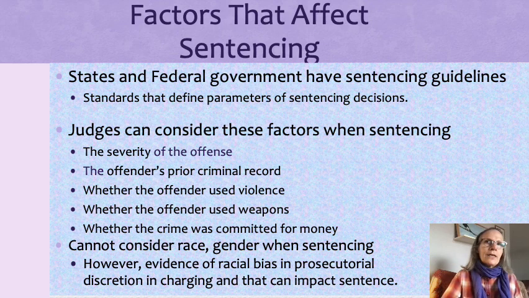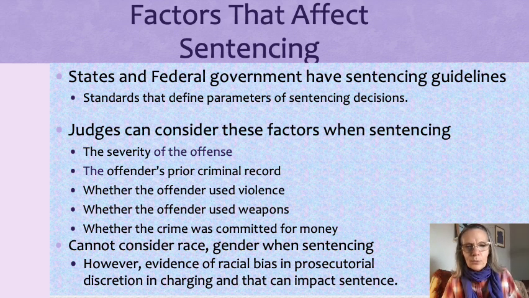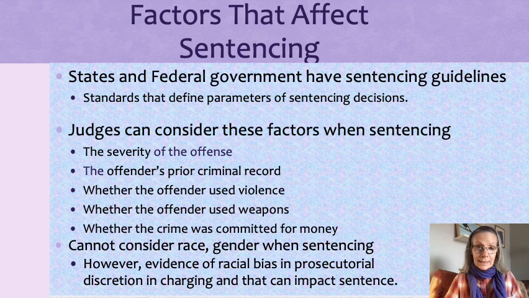So obviously you can't say, I'm giving you a tougher sentence because you're black, or I'm giving you a lighter sentence because you're a woman. Overt racism, overt classism, overt sexism, that is a violation of the Equal Protection Clause of the 14th Amendment. However, as we know, there is evidence of racial bias in prosecutorial discretion in charging, and that can also impact the sentence. There's also evidence of racial bias in sentencing itself.